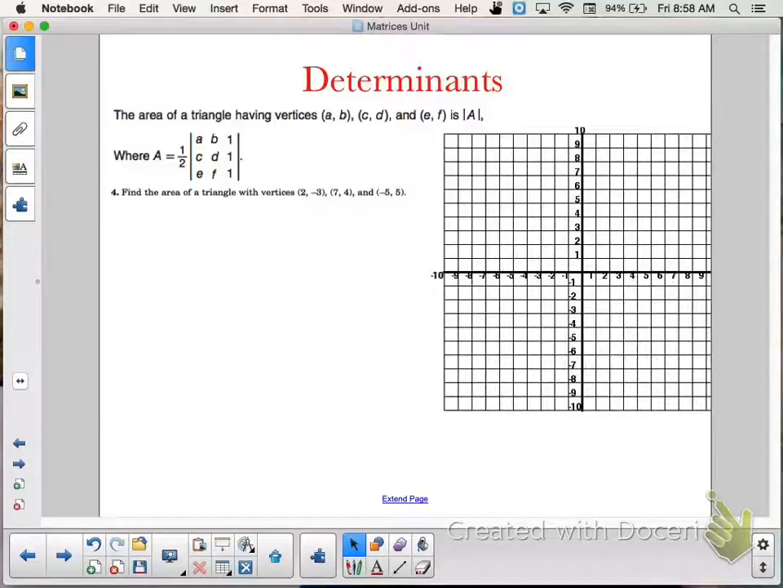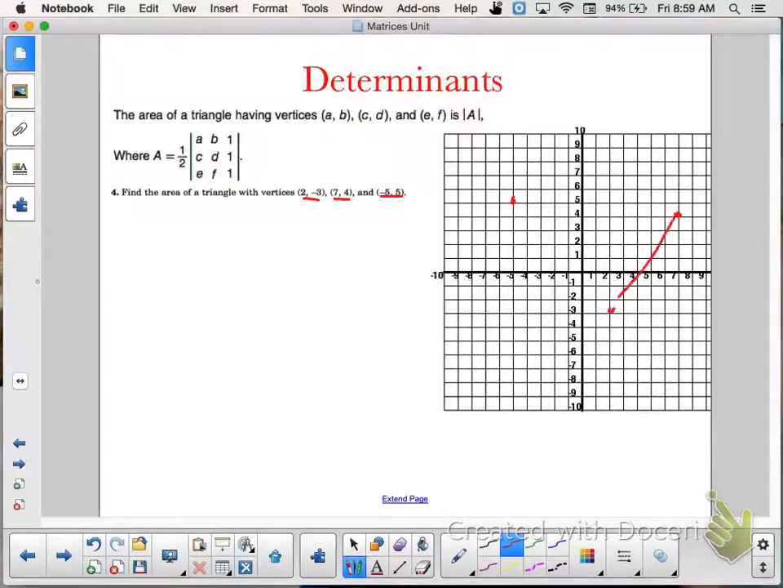So the area of a triangle normally is 1/2 base times height. And so when we're talking about determinants, we're talking about using the vertices of the triangle that may make it difficult to figure out what's height, what's base, etc. So on this one, for example, I have points. So I have (2, -3), (7, 4), (-5, 5). So if I come over here and I plot them here, it's (2, -3), (7, 4), (-5, 5).